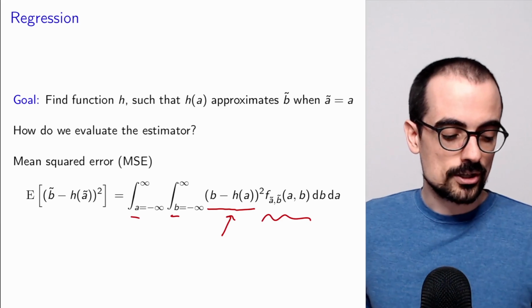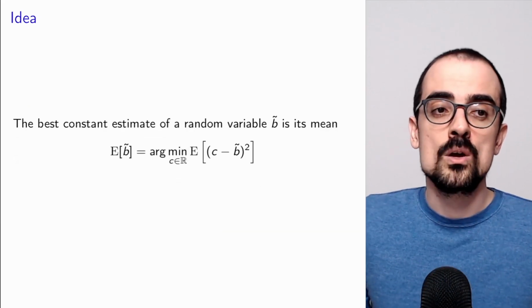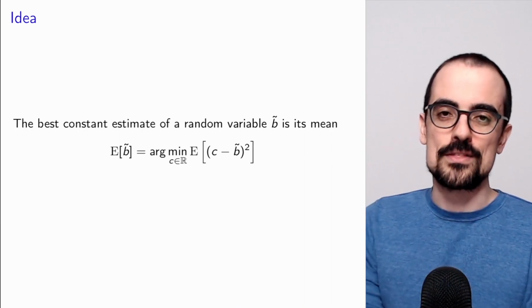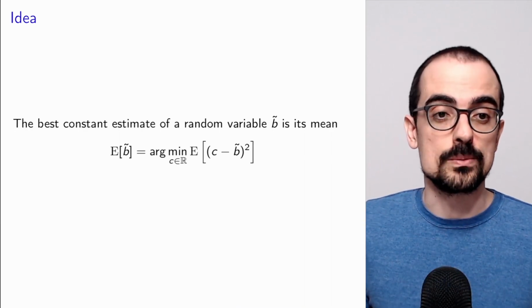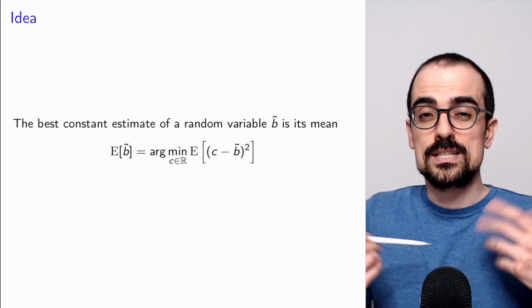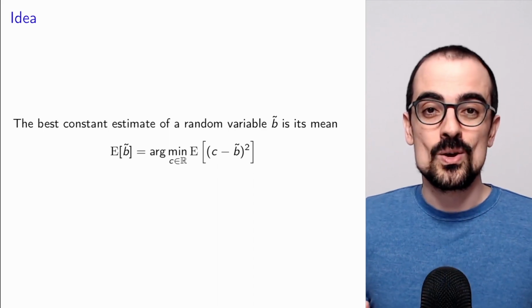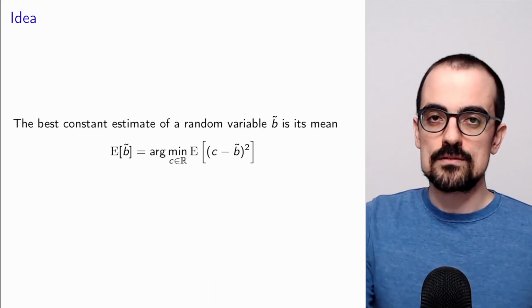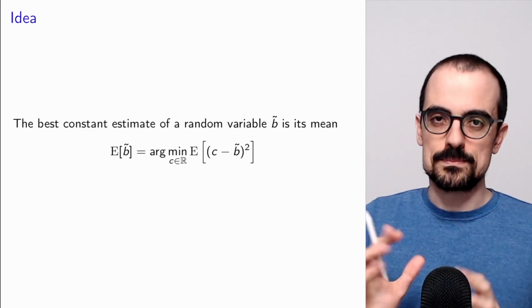So now we have to turn to the question of how do we derive an estimator of a random variable given another random variable when we know their joint distribution. In order to get a bit inspired, let's remember what the best estimate is of a random variable when we know nothing except its distribution.